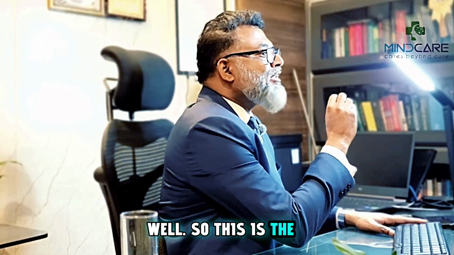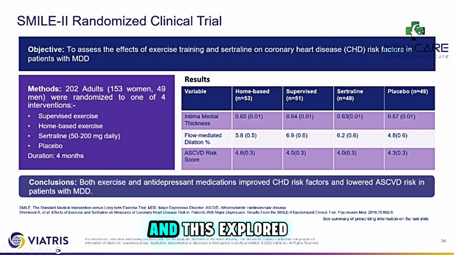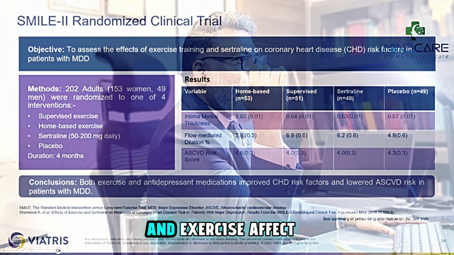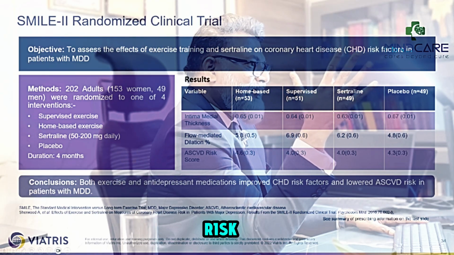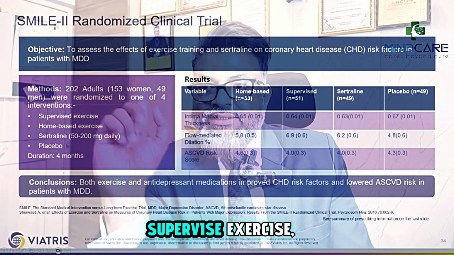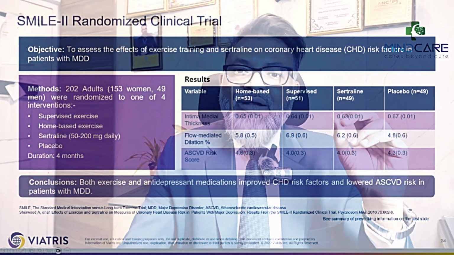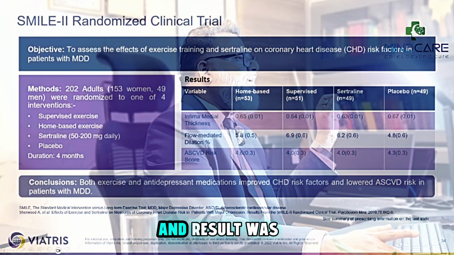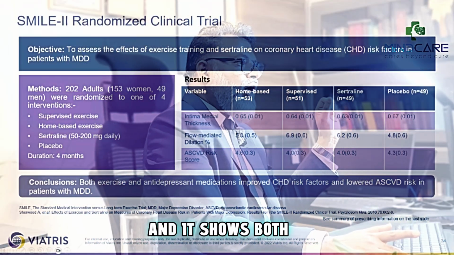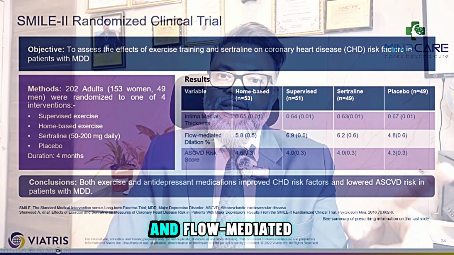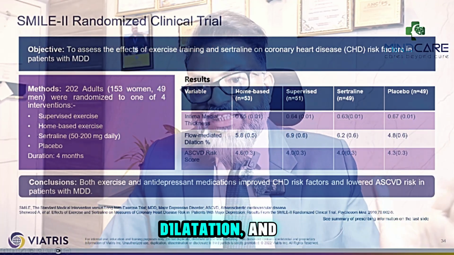So this is the SMILE 2 trial, and it explored how antidepressant therapies and exercise affect cardiovascular risk in patients with major depressive disorder. Over 200 adults were randomized to supervised exercise, home-based exercise, and were given sertraline 20 to 200 milligrams per day or a placebo for 4 months. And the result was astonishing.